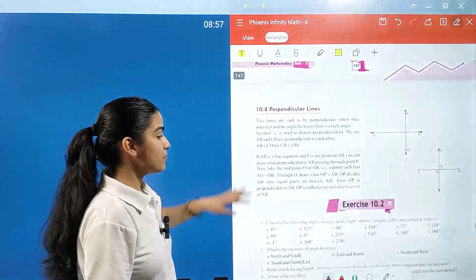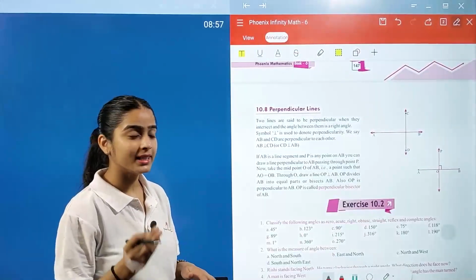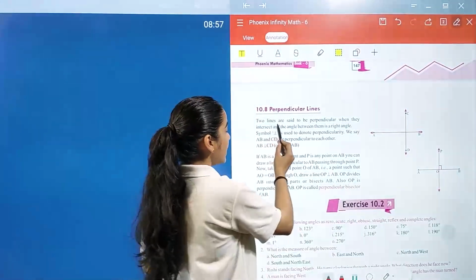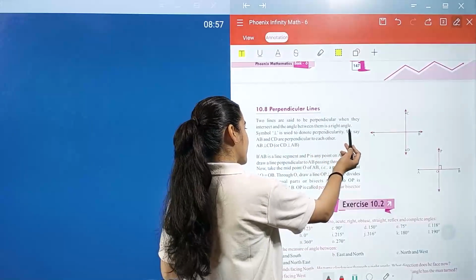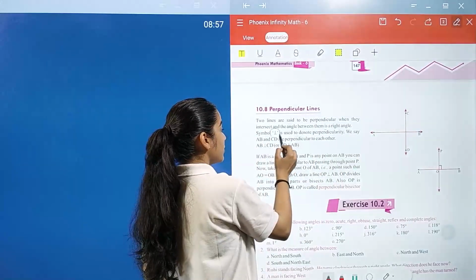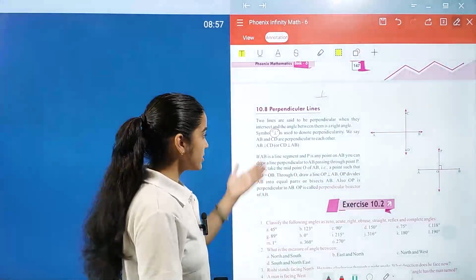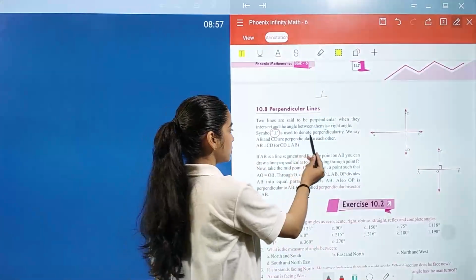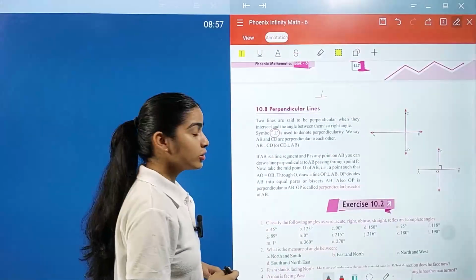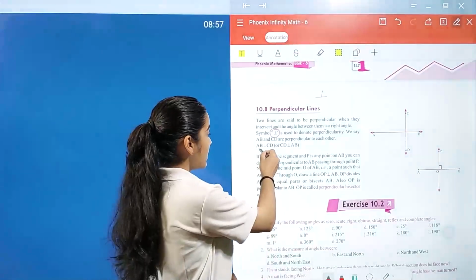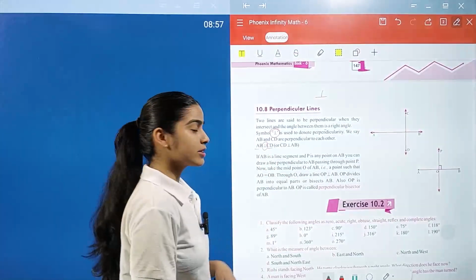After this, we have perpendicular lines. Two lines are said to be perpendicular when they intersect by forming a 90 degree angle, that is, the angle between them is a right angle. The symbol of perpendicular is this, the reverse of a T. It is used to denote perpendicularity. We say AB and CD are perpendicular to each other. AB is perpendicular to CD, or we can also say that CD is perpendicular to AB.